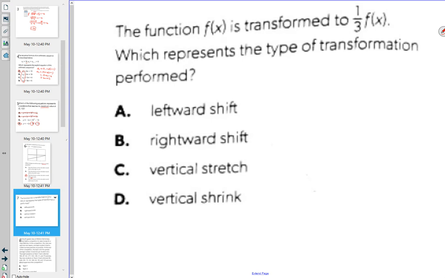We'll see. This function is transformed. What type of transformation has a 1/3 being multiplied out in front? Compression. They call it a string.